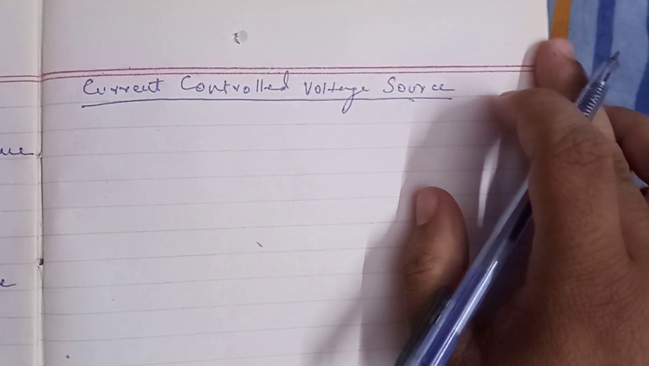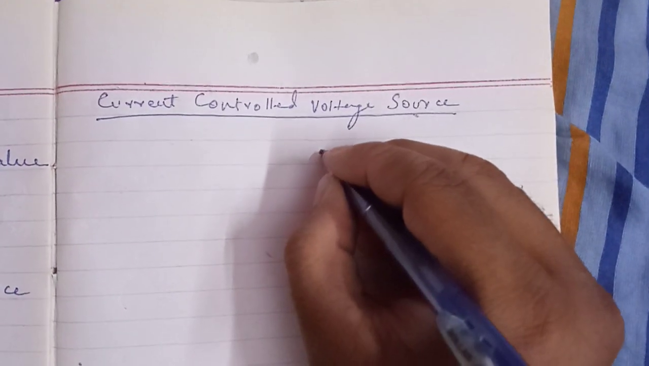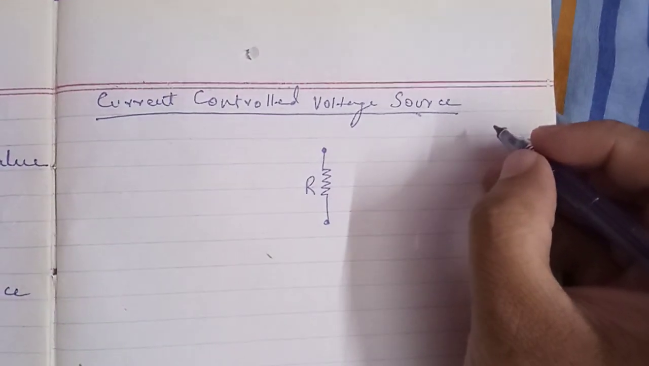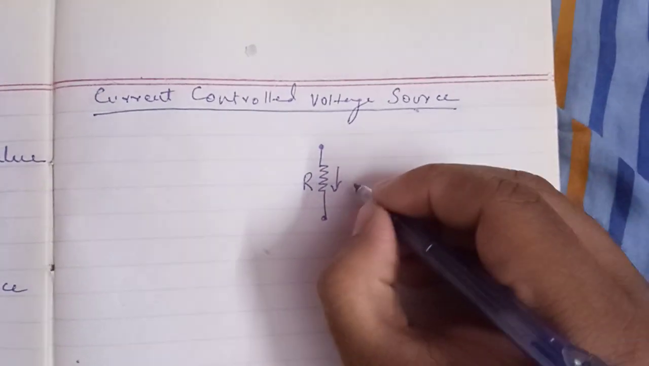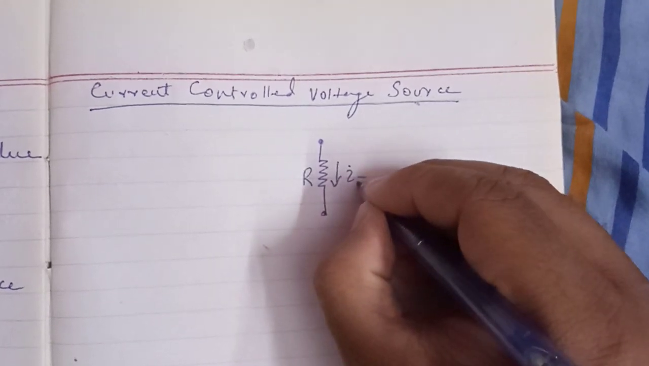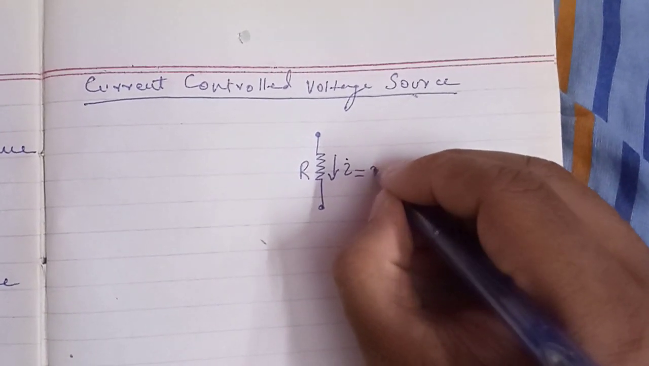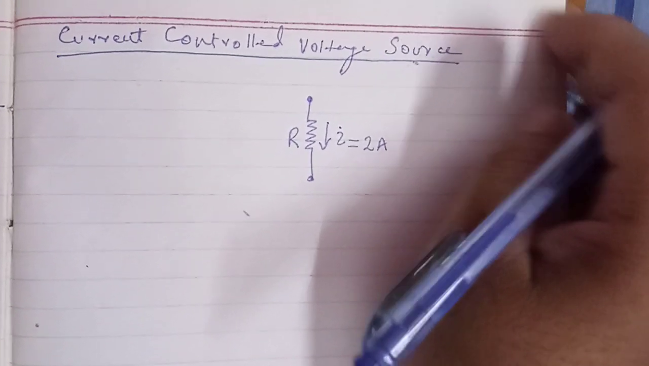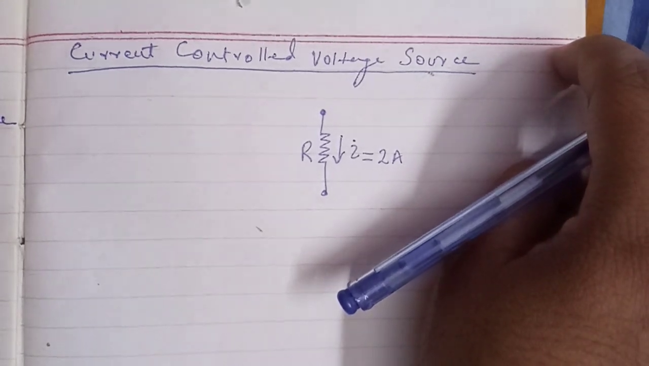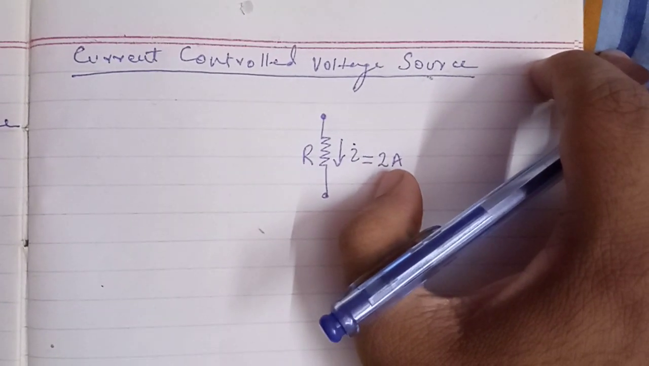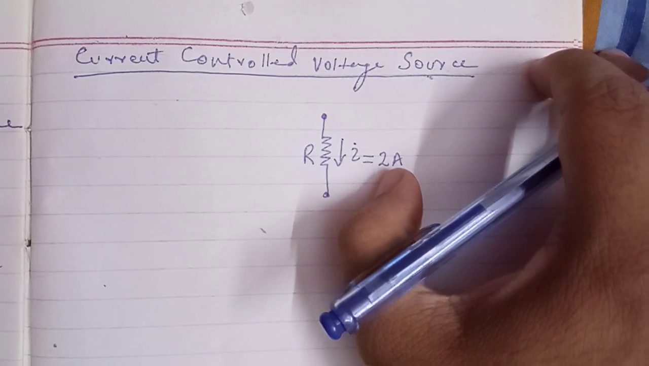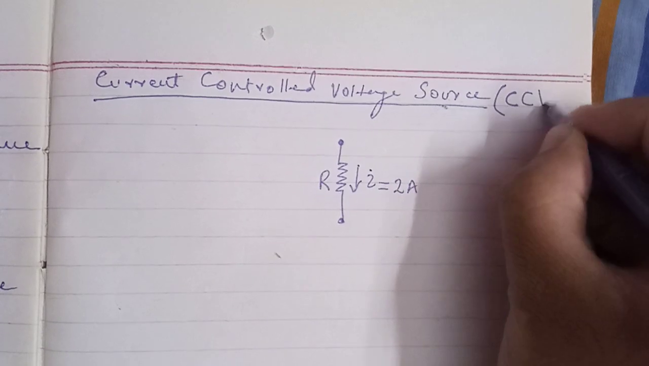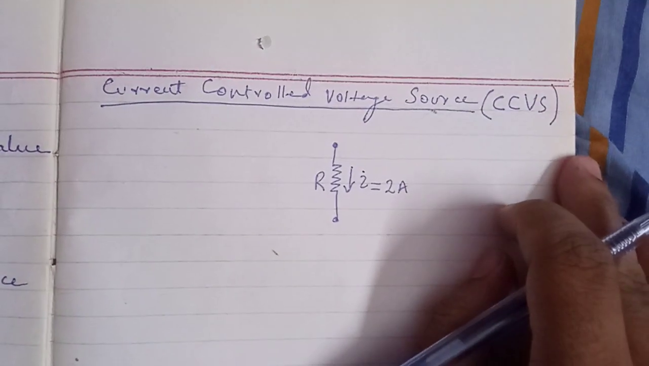Again, take an example of a resistor R, and the current flowing through it is I, equal to, for example, 2 ampere. Now this 2 ampere current of the resistor is controlling the CCVS. Its short form is CCVS, current controlled voltage source.